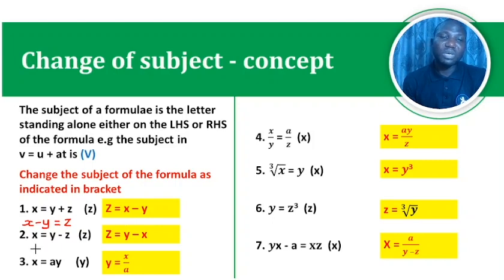Now for number 2, x is equal to y minus z. Now in this case, my subject is being subtracted from y. So in order for me to change this, because my subject here is having a negative sign, I recommend that whenever your subject is having a negative sign, preferably always move the subject to the other side so that it can become positive. So what I would do here is to move minus z to the left hand side, and that will become plus. So I'm going to have x plus z is equal to y.